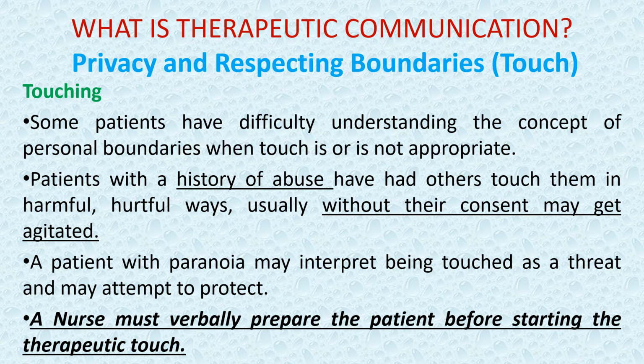Regarding patients with mental disorders, some patients have difficulty understanding the concept of personal boundaries, when touch is appropriate or not appropriate. Patients with a history of abuse have had others touch them in harmful or hurtful ways, usually without their consent, and may get agitated. A person who has been abused physically or sexually may find touch inappropriate and may get anxious, agitated, or even violent. Patients with paranoid delusions may interpret being touched as a threat and may attempt to protect themselves.